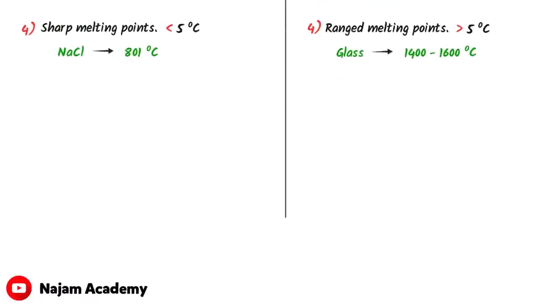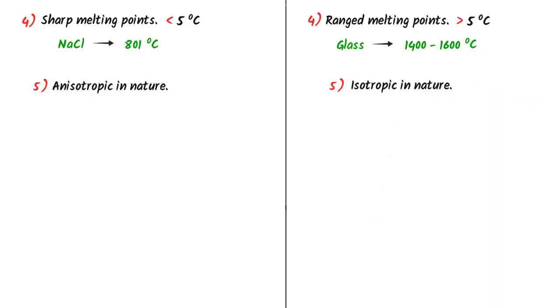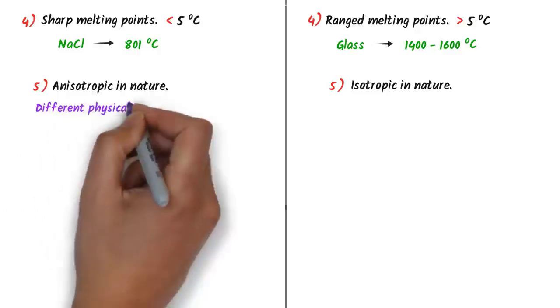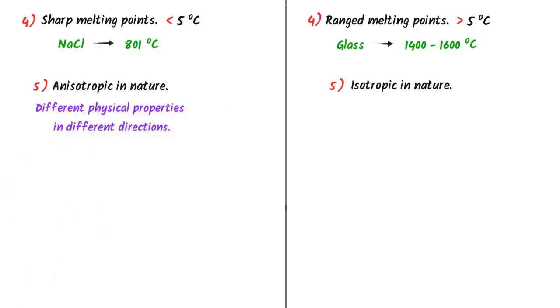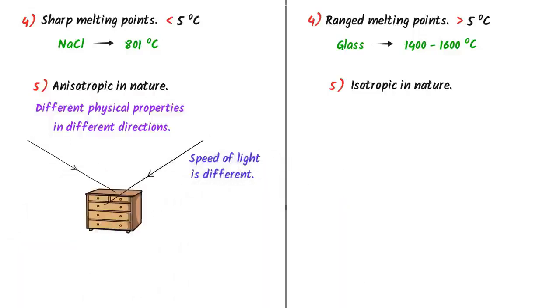Fifthly, crystalline solids are anisotropic in nature, while amorphous solids are isotropic in nature. For example, anisotropic means crystalline solids have different physical properties in different directions. For instance, consider wood. The speed of light would be different in different directions.